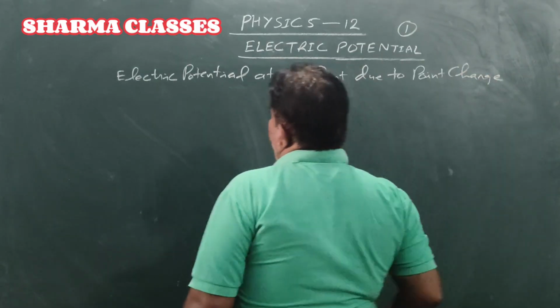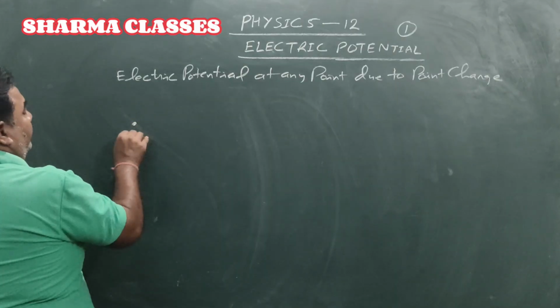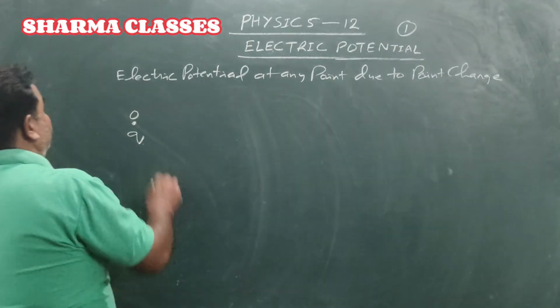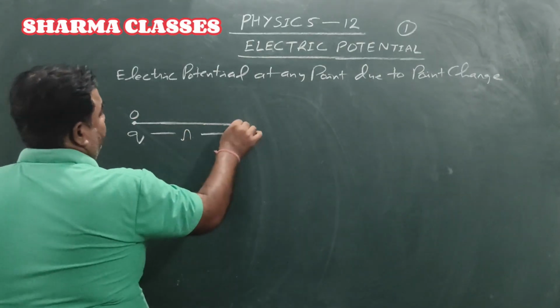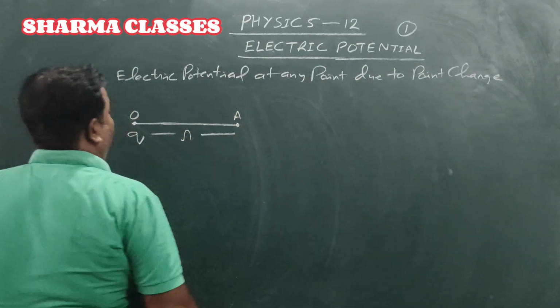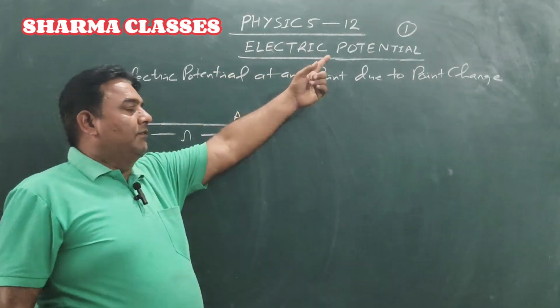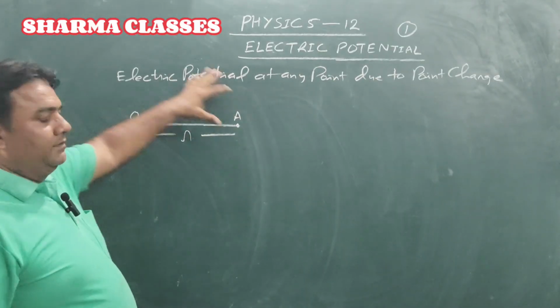Okay, electric potential at any point due to a point charge. Suppose this is a point charge situated at point O in a medium whose dielectric constant is K, and we have to find the electric potential at a distance r from it. So at point A, by the definition, it is the work done in taking a test charge from infinity to that point in the electric field. This point is in the electric field of this charge.